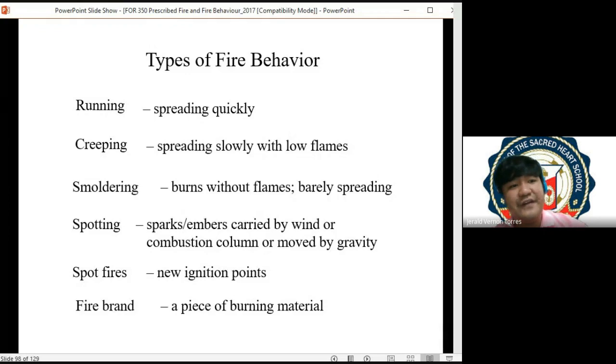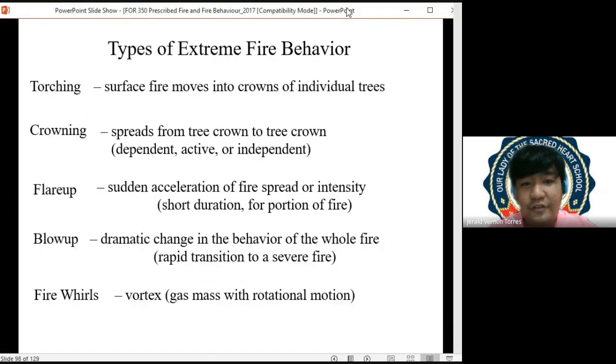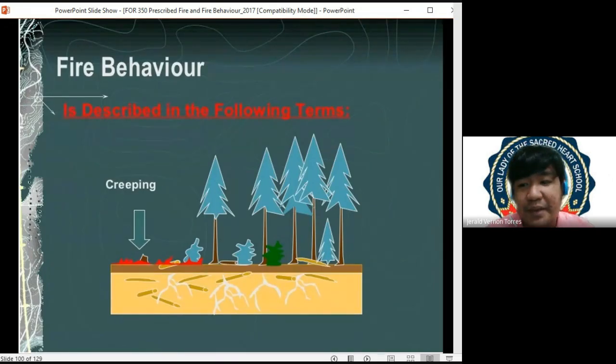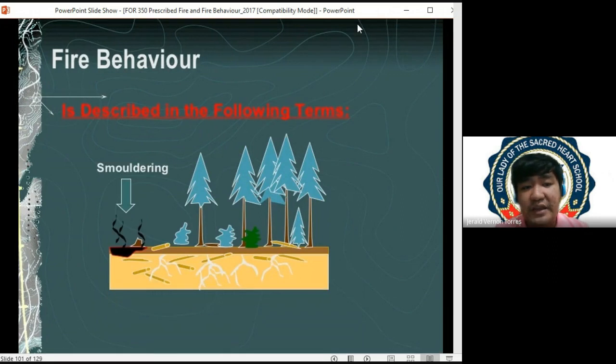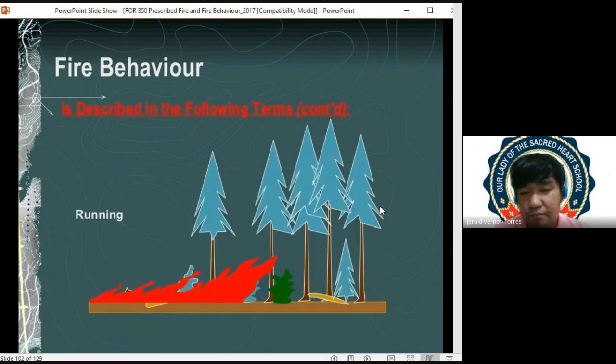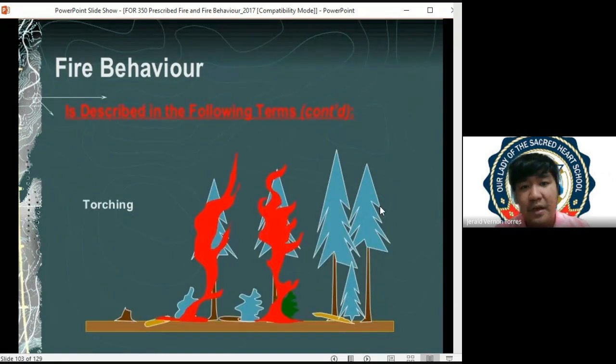So ngayon, ano yung fire behavior in a wildfire? Ano yung mga ma-observe nating fire behavior? So meron tayong class na tinatawag na creeping. Pag sinabi yung creeping, this is a very slow fire. Napakabagal ng fire na ito. Pag smoldering naman, usually wala tayong flame. There is no flame. Pag running naman, kabaliktaran ng creeping, is a very fast wildfire. Pwede rin naman torching. Pag torching, vertical yung pag-distribute ng flame natin.